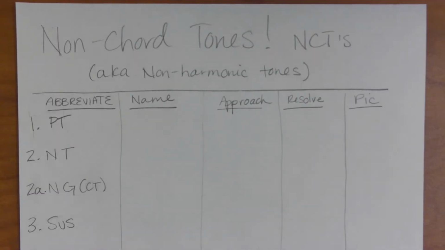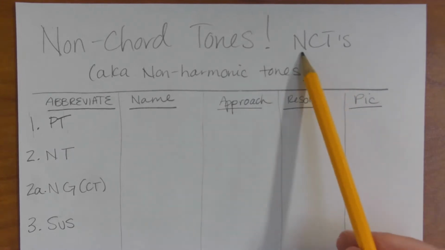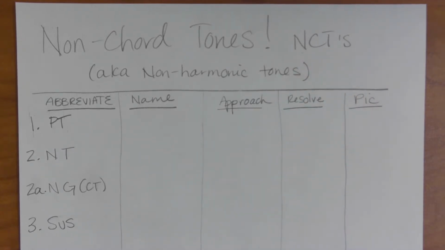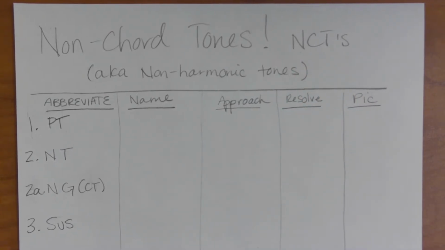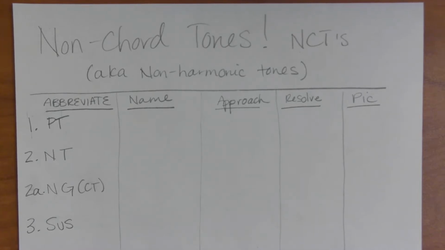Hello, AP Music Theory. We are going to take notes today on non-chord tones, also known as non-harmonic tones. They are the same thing, and I abbreviate them NCTs. So a non-chord tone is exactly what it says. It's a note that doesn't fit in the chord, and therefore you can't analyze it using traditional chord analysis that we have been doing. So we have to be able to give it another name.